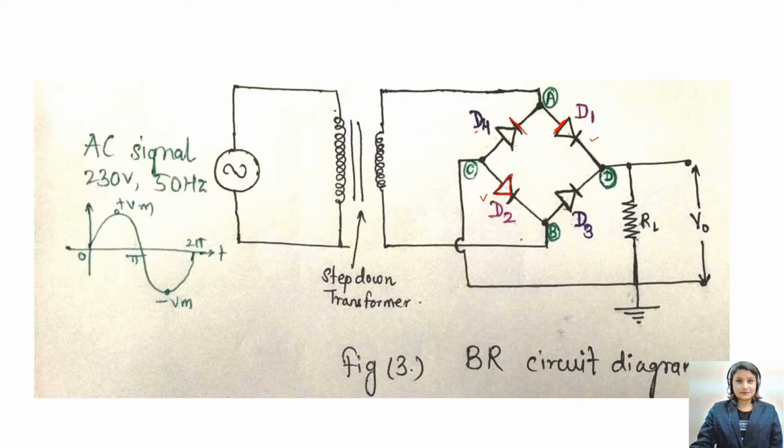If you see from below, the lower point of the secondary winding is your B point, the B node. At this B node also, it is the anode terminal of the D3 diode, while it is the cathode terminal of the D2 diode. This is how we have connected the 4 diodes in a bridge. And across the load resistance RL, we are going to calculate the output voltage VO. Let us see its operation one by one.